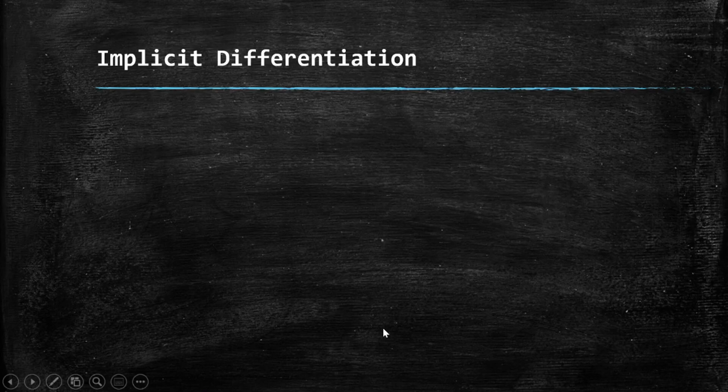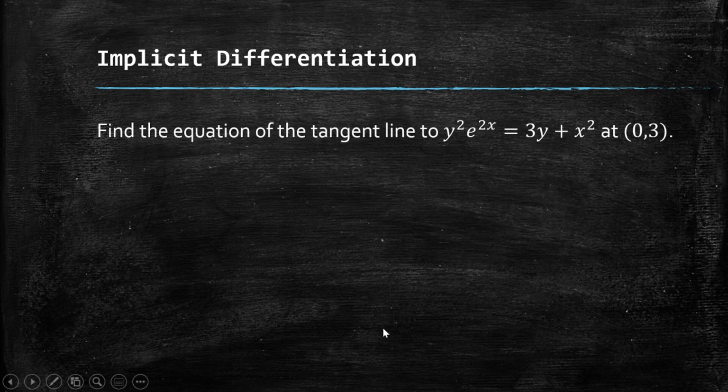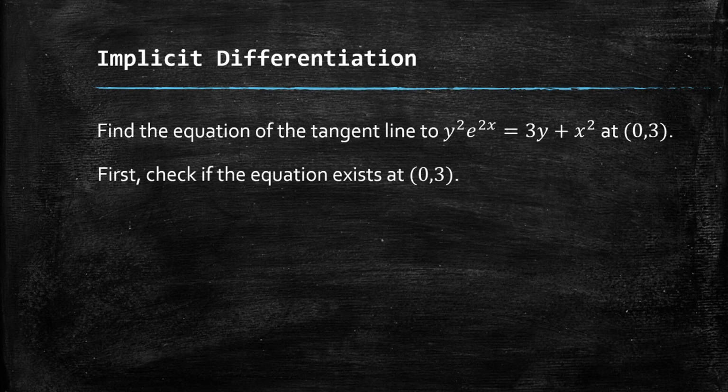Okay, so let's have another example. What if we're asked to find the equation of the tangent line? So take note, this is already an equation, not a numeric function. So we have y squared e to the power of 2x equals 3y plus x squared, and then we're given a point (0, 3). Okay, so first let's check if the equation exists at (0, 3). If both sides, left and right, are equal, then the point exists. If not, then it does not exist.